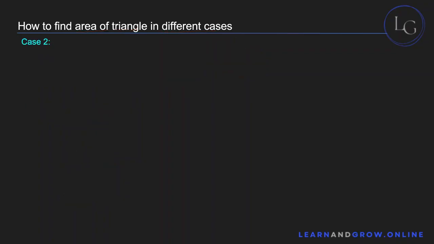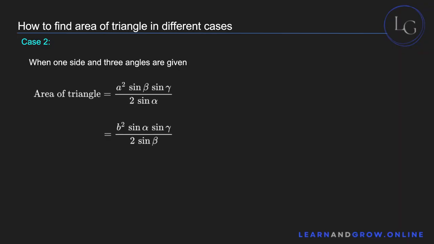Now, let's look at case 2. Case 2 is when you have one side given to you and three angles. All three angles of the triangle are given to you along with one side. Then you can use these formulas. Let's say you have this triangle over here. Let's say this is angle alpha, this is angle beta, and this is angle gamma. The side opposite to alpha is A, this is B, and this is C. Let's say you're given the side A.